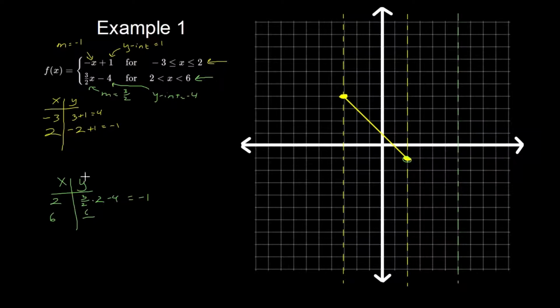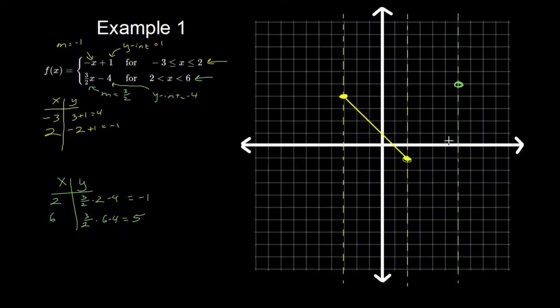So 6, 3 over 2 times 6 minus 4. Well, 3 over 2 times 6, I can simplify this down to be 3 times 3, which is 9. 9 minus 4 is 5. So the point (6, 5) is on my graph. Here's my 6, 1, 2, 3, 4, 5. It is an open circle because I'm looking at a not equal to.